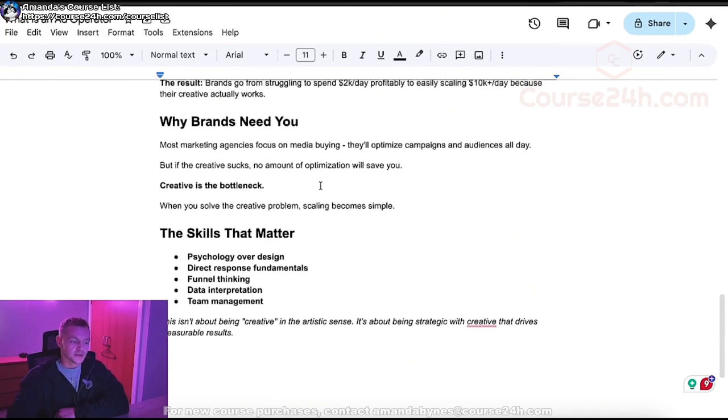Now, why the brands need you? Most marketing agencies still are focusing on media buying. They're going to optimize campaigns and audiences all day long, but the creative sucks. And the creative is the biggest bottleneck because most brands don't have enough creatives to actually test. And who you're competing against is either these bad agencies who are focusing on media buying, which makes no difference in 2025, or two, you're competing with big expensive agencies. Now, a lot of these big expensive agencies, don't get me wrong, some of them are really good, but a lot of them are just giving them bad UGC that just looks good, or bad statics that just look good.